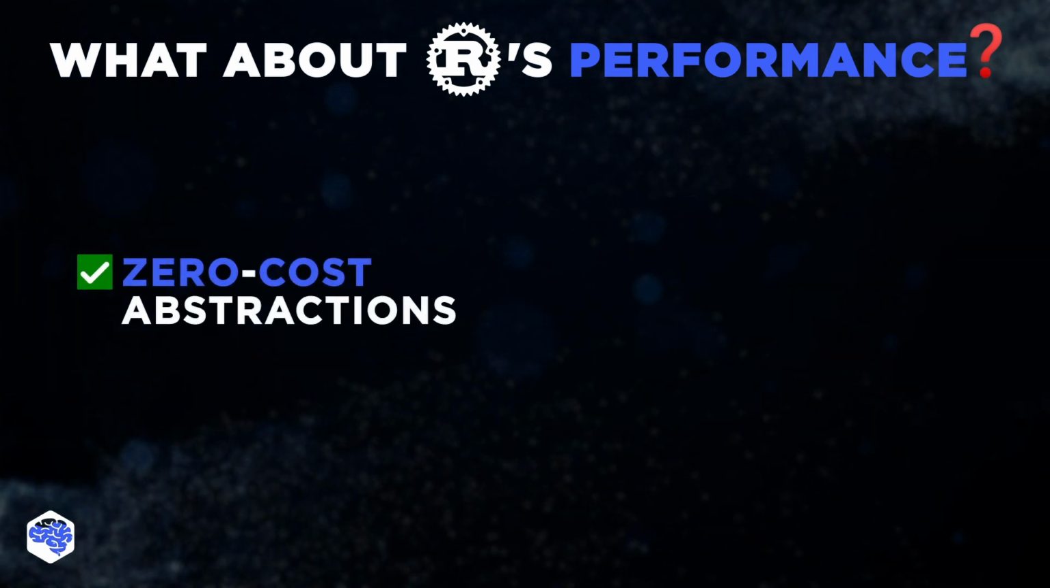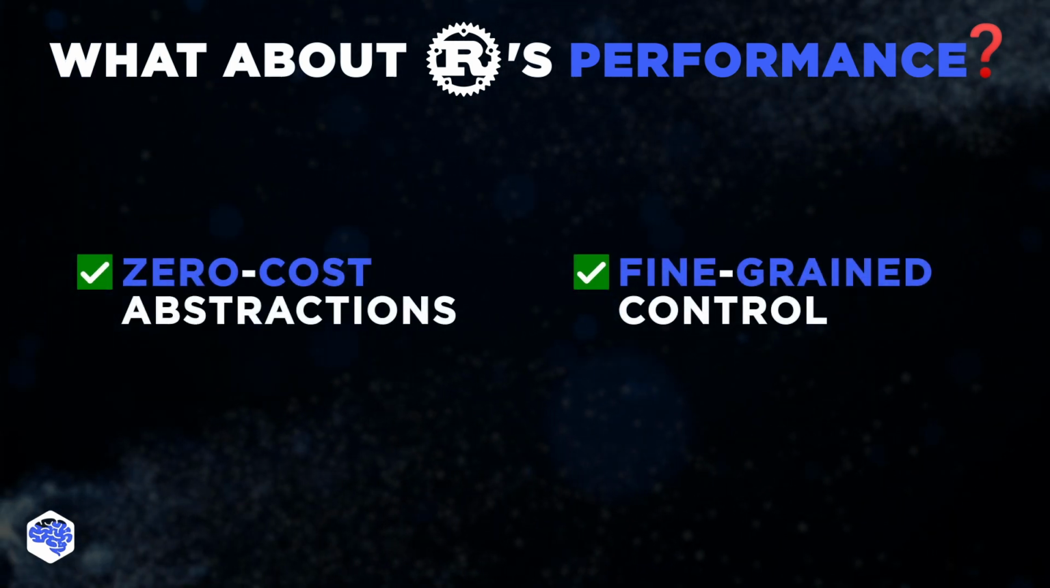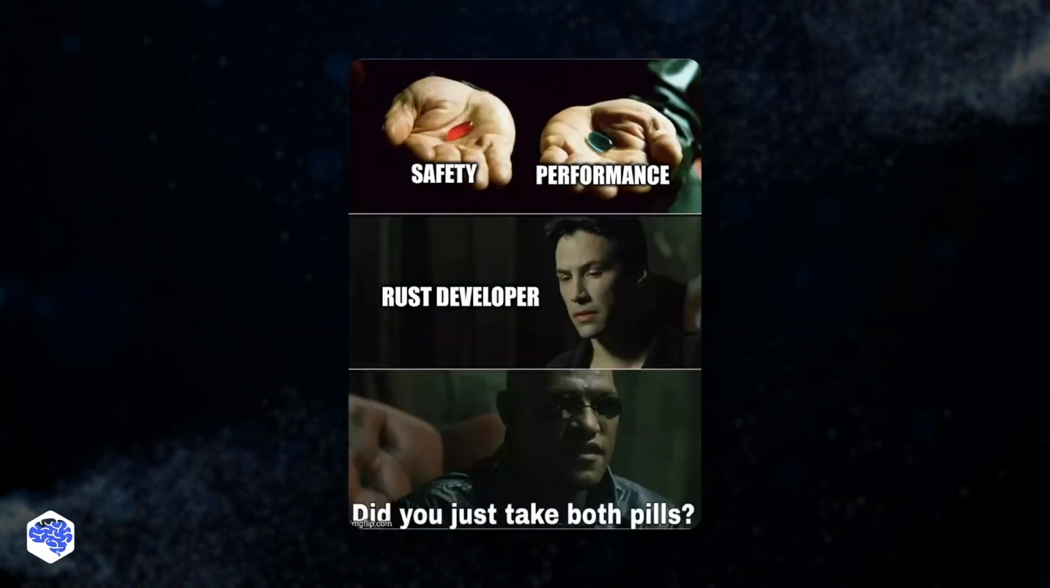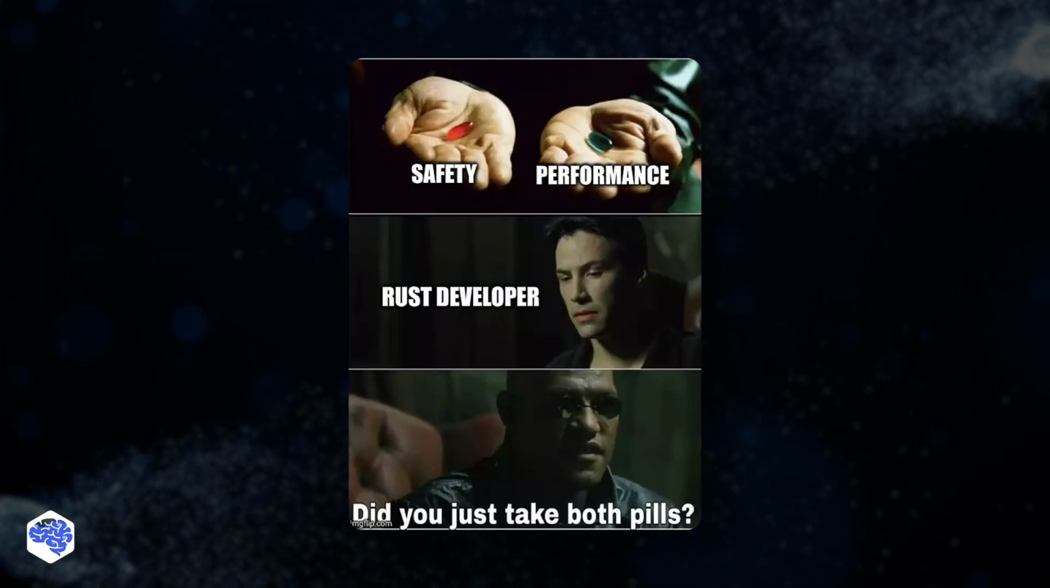Well, Rust's zero-cost abstractions and fine-grained control over memory allow developers to write both safe and high-performance applications, especially comparable to those in C and C++.